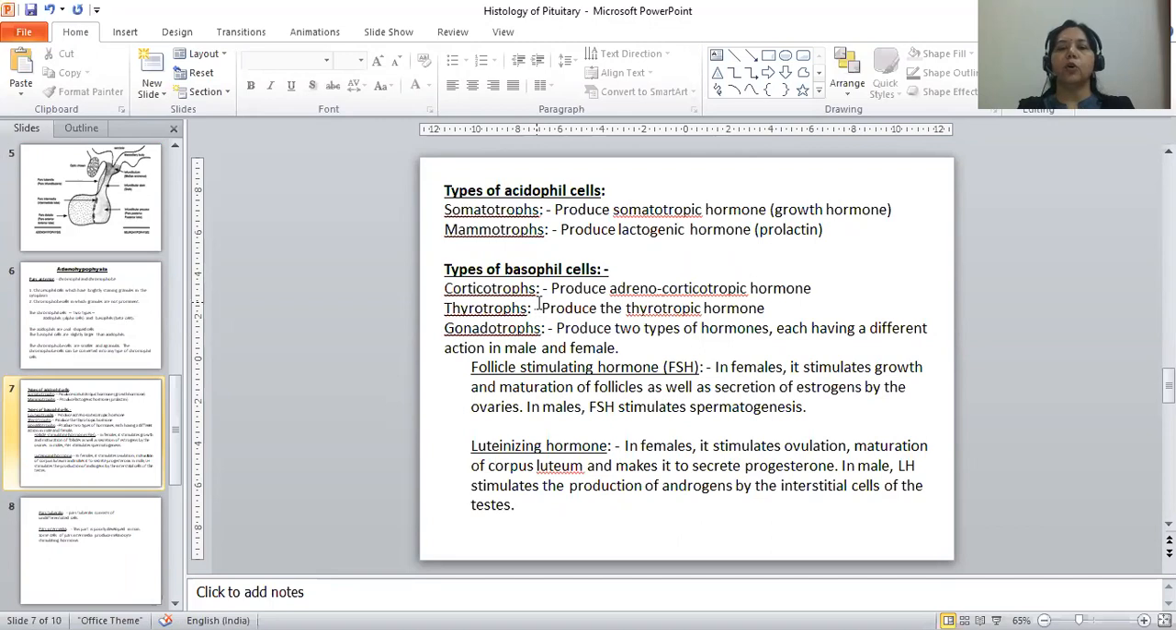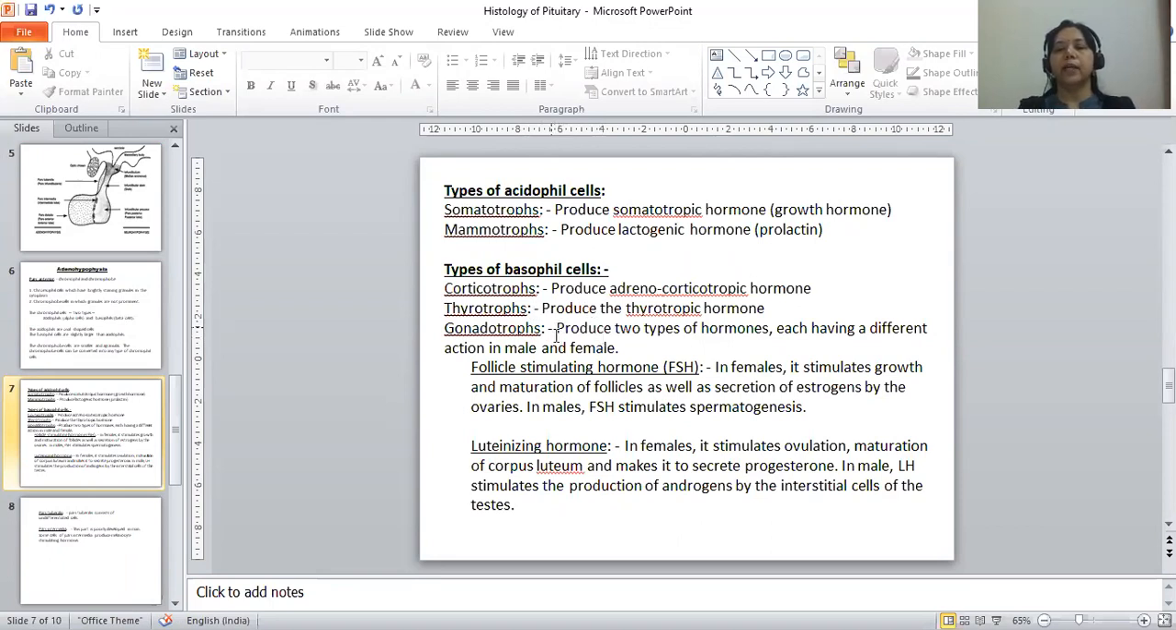For example, corticotrophs will stimulate the cortex of the adrenal gland. Thyrotrophs will stimulate the thyroid gland. Gonadotrophs will stimulate the ovary and testis. And under the influence of these three hormones, the three glands, that is the cortex of the adrenal, the thyroid and the ovary and testis, will produce their own hormones.